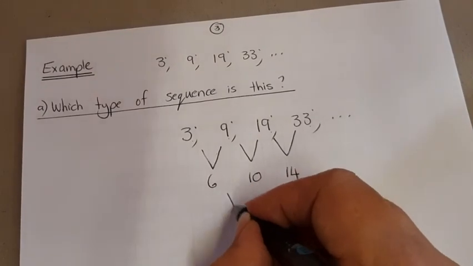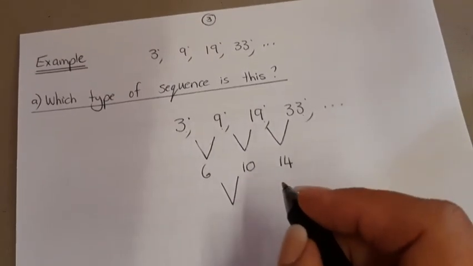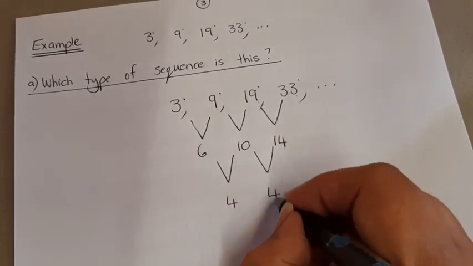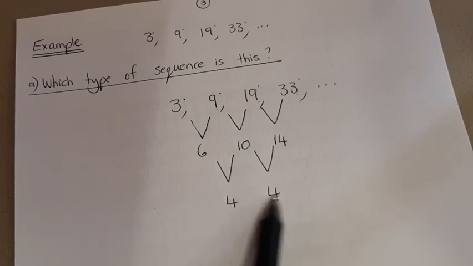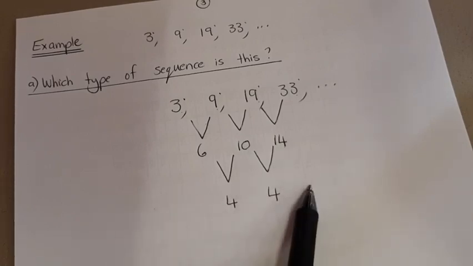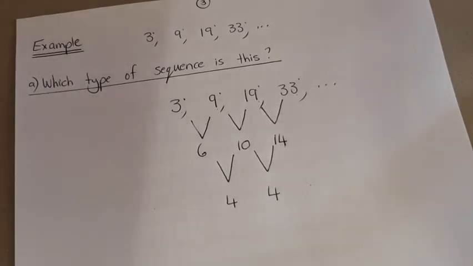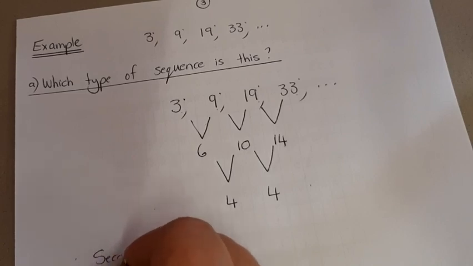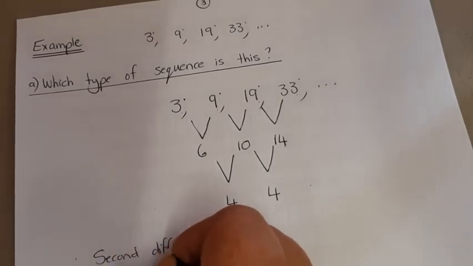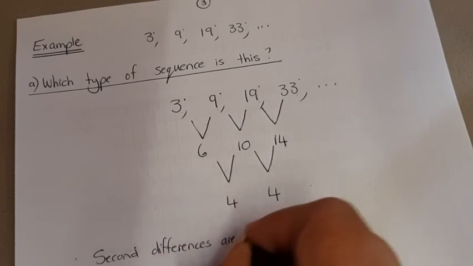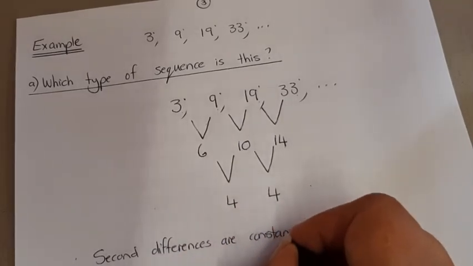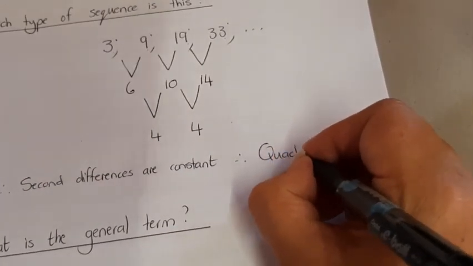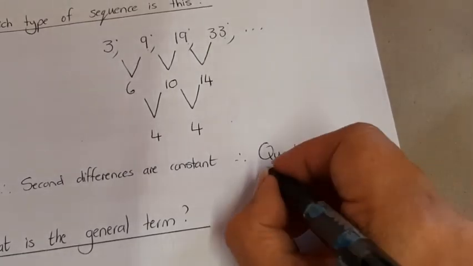And we do that again. 10 minus 6 gives you 4. 14 minus 10 gives you 4. And we see that our second differences are constant. Therefore, this is a quadratic sequence. And you write: the second differences are constant. Therefore, it is a quadratic sequence.